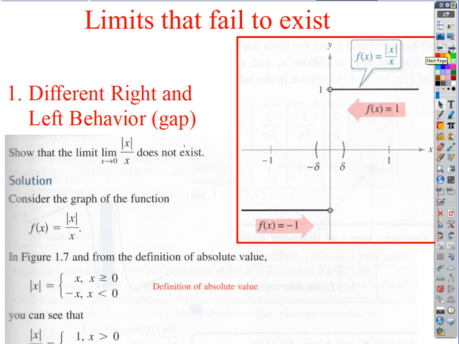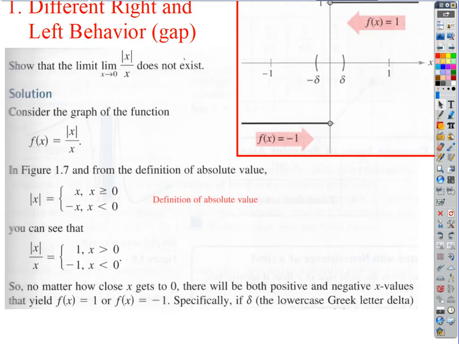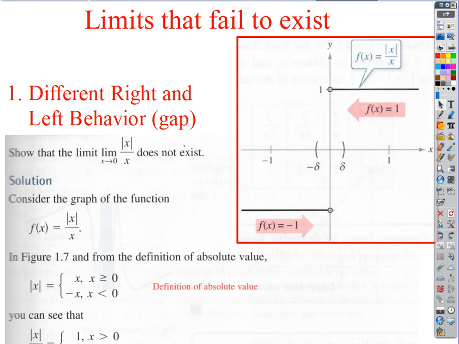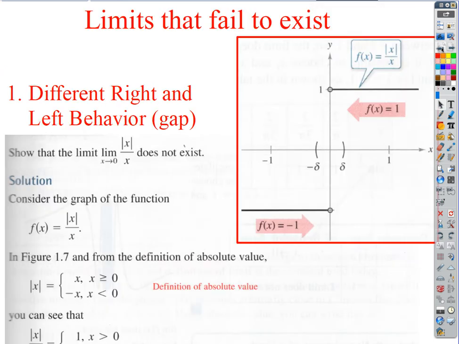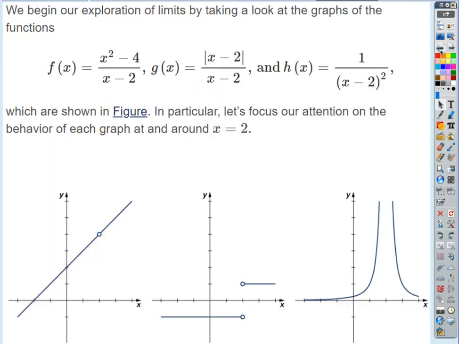We've got one type, one type is different right and left behavior. So a break or a gap in the function. Okay. Another type is unbounded behavior. We have asymptotic behavior. We'll add one more here at the end also. It's kind of a weird one. Okay. All right, so let's go back and just get a little bit of review.